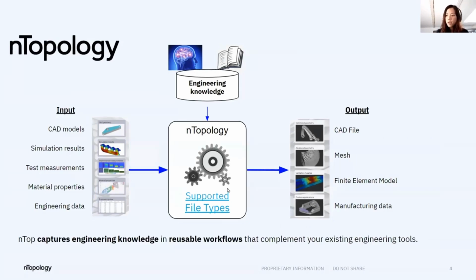So here below these moving gears, you can find a link to an article on our Help Center that lists all file types that NTOP can take in and export, which you can explore in your own time. But essentially, what we do in NTOP is not creating a specific part. We are building a process that can work on any part. So this means that whatever we build can be reused, and thus this term, reusable workflows.